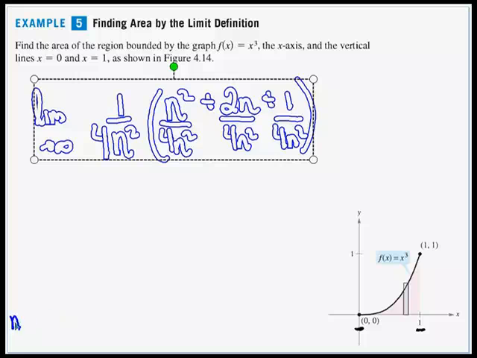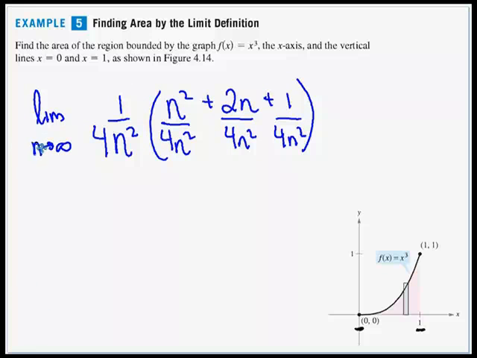Oh, I dropped my n there. So let that limit go to infinity. We've distributed that throughout, so the n squareds are going to cancel. We're going to be left with a fourth plus. The 2 and 4 will reduce, and the n in the numerator will wipe out 1 in the denominator.